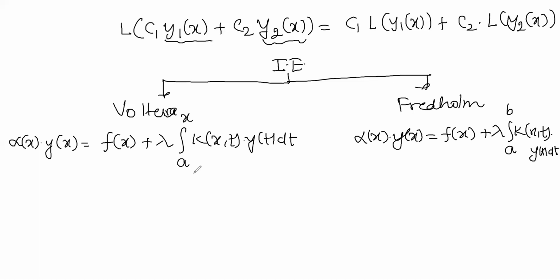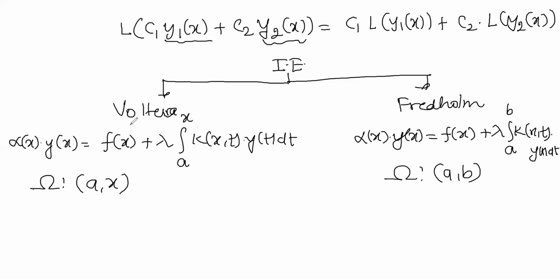Now, if you look at the limits very carefully, you see that the limit here is a variable. I have a to x, and here they are totally constant. So you can say here your omega is nothing but from a to x, and here your omega is from a to b.